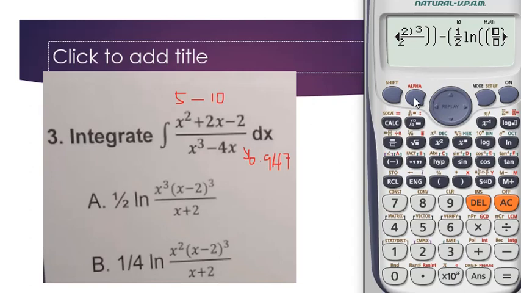Okay, so we have s cubed, then open bracket x minus 2, squared, and then you divide that by x plus 2. From here you could just punch the exact expression onto the calculator, and then you end up with the right answer. So we've been able to punch the two expressions on the calculator.